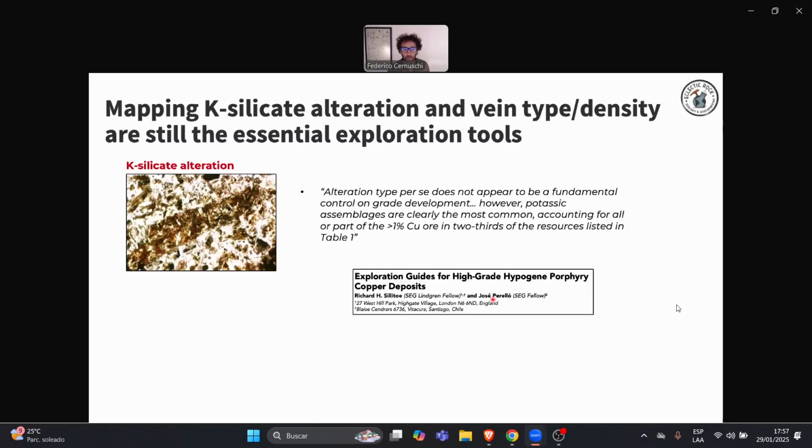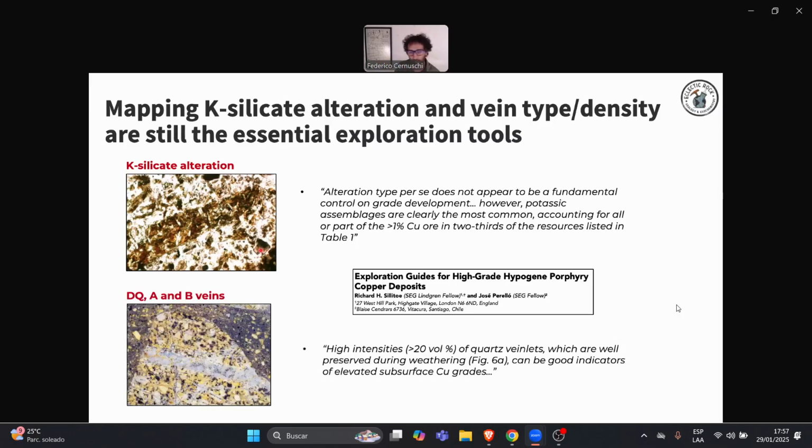This is from a recent paper from Dick Sillitoe and Pepe Perelló, and it highlights that mapping is still really important in core logging, and mapping potassic alteration and quartz vein types. It's an essential exploration tool. So most of the high-grade copper in porphyries is associated with potassic alteration, and if it's not, in many cases it's because the potassic is masked by overprinting events. And the high density of quartz veins is also related to high-grade copper, right? And those quartz veins are in vast majority A veins.